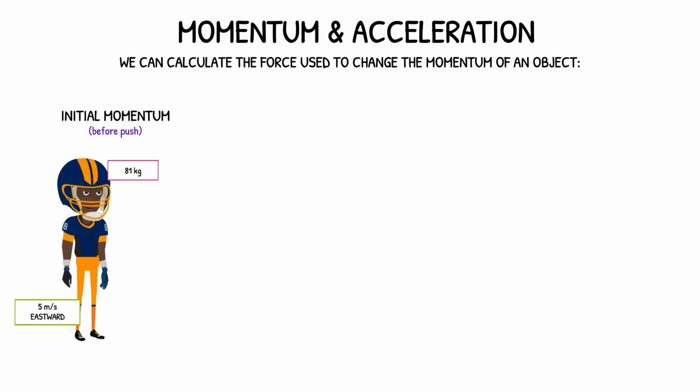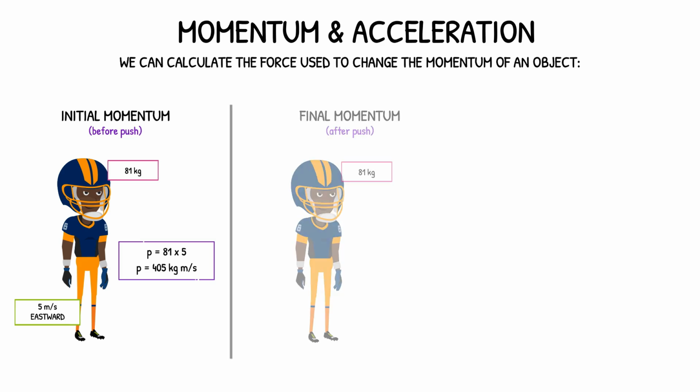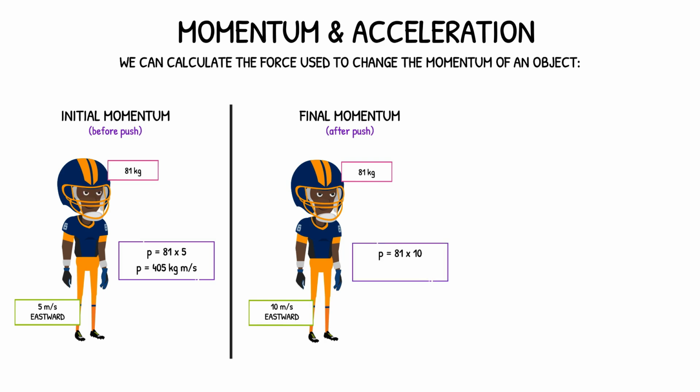Let's say teammate B is travelling at 5 meters per second eastward before they are pushed. This would mean that their initial momentum is equal to 81 times 5, giving a total of 405 kilogram meters per second. Now, let's say that once teammate B is pushed, his velocity increases to 10 meters per second eastward. This would mean his final momentum is now equal to 81 times 10, giving a total of 810 kilogram meters per second.